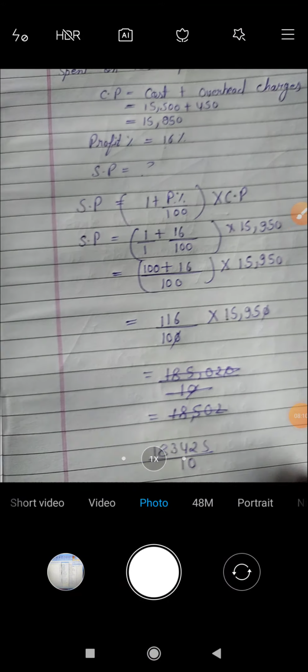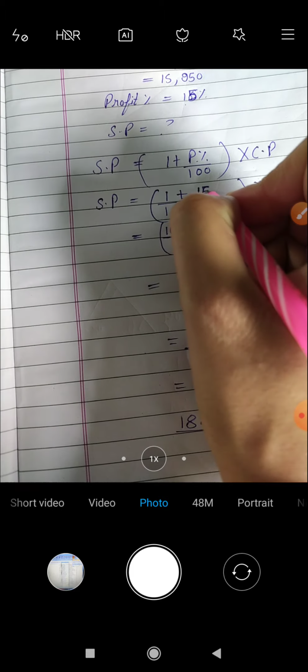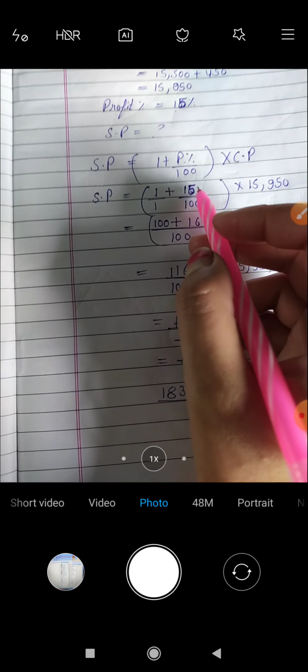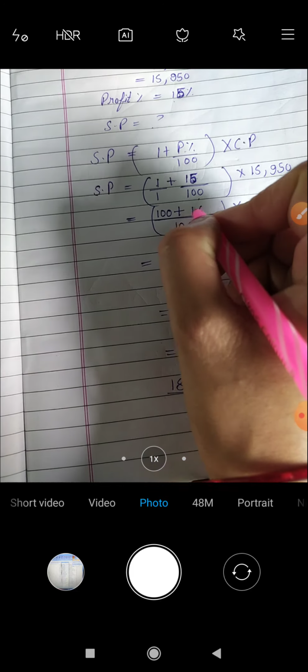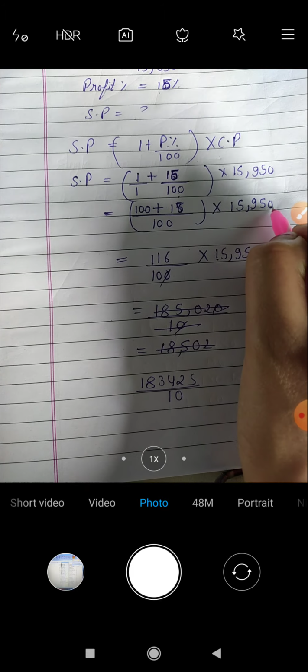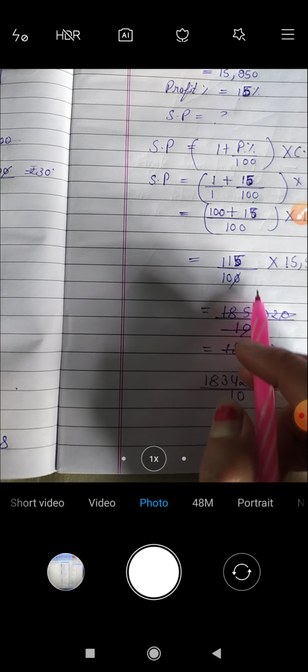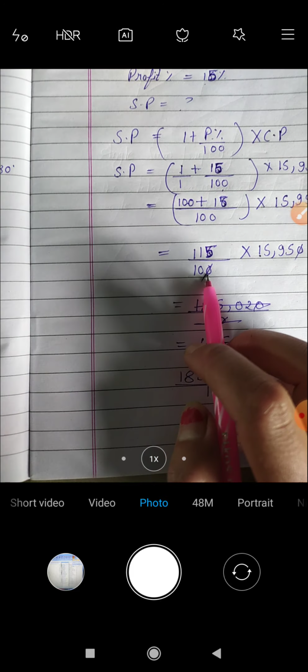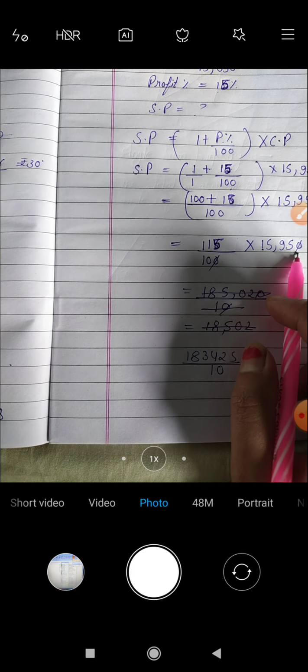Sorry students, the profit percent was 15%. So according to 15%, all the terms are changed here. So we write 1 plus 15 upon 100. So we have 100 plus 15 upon 100 multiplied by 15,950. After that we have 115 in the numerator and 100 in the denominator. We multiply this fraction by 15,950.